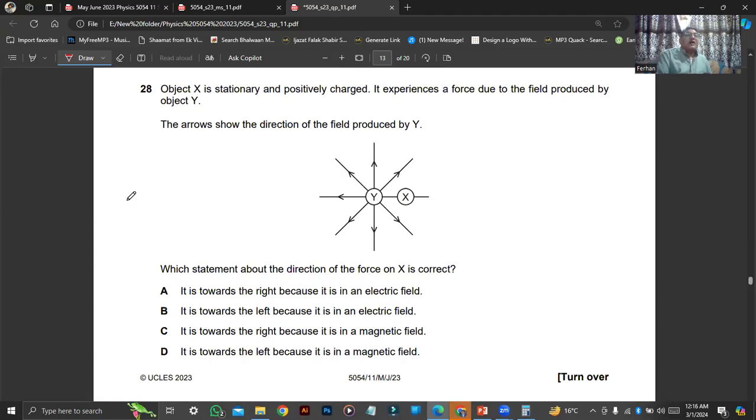You see, X is a positively charged body, so it will move along these electric field lines. So here the electric field lines are towards the left, so it will go to the left. It is towards the left because it is an electric field. Yes, I think B is the right option.